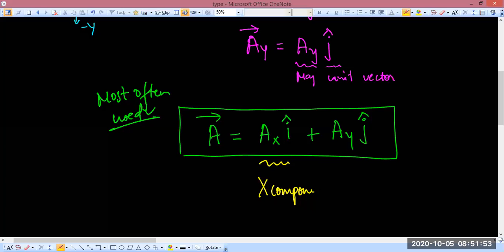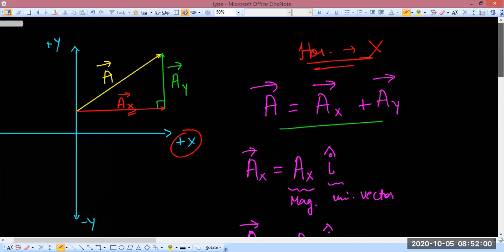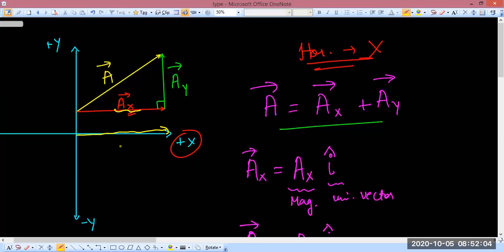Okay, so here what we are having is this is the x component. See, why am I calling it x component? Because it is along the x axis or parallel to x axis. Have a look at this. It's parallel to x axis. So what is this called? This is called x component, right? And similarly, this green one, AY vector, is parallel to y axis. So we call it y component. Clear? Okay.